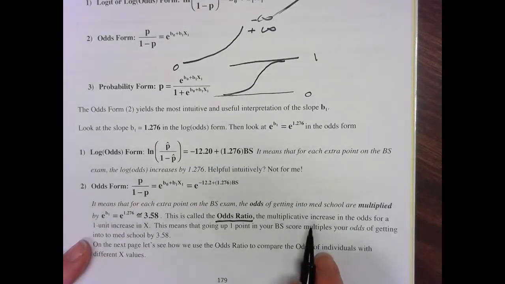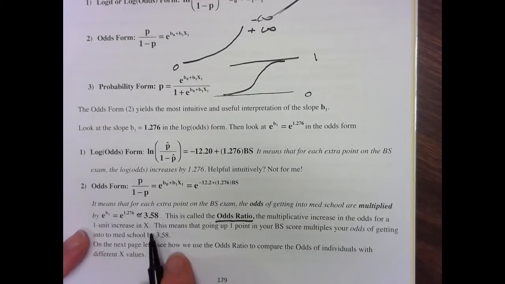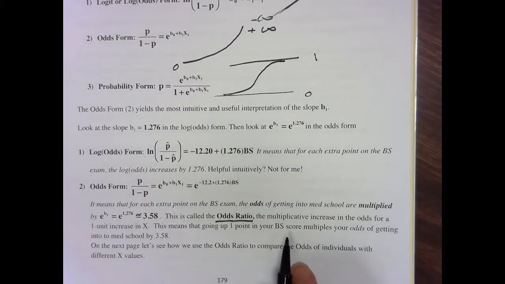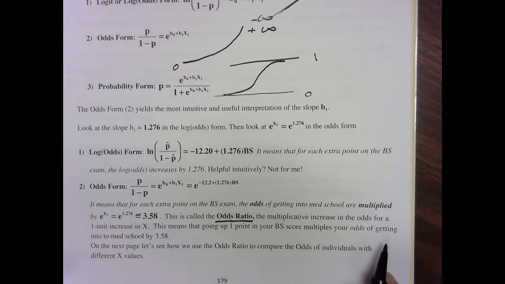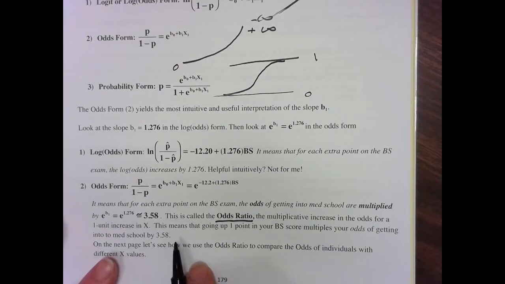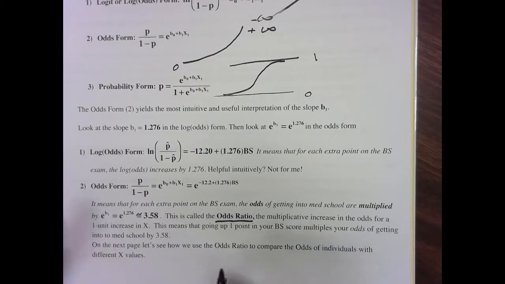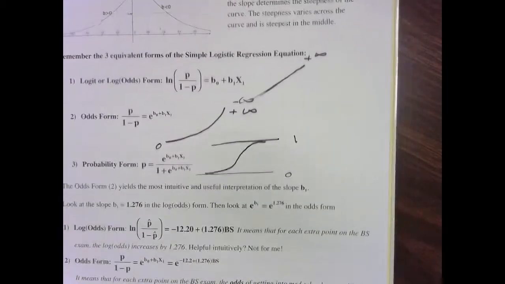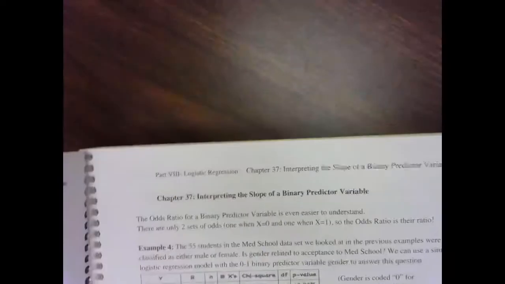Okay, and so what is that? Well, that's a multiplicative increase in the odds for a 1 unit increase in X. So this means if you go up 1 point in your biological science score, you're going to multiply your odds of getting in by e to the slope. So let's see how we can use that odds ratio to compare the odds of individuals with different X values. All right, so let's do that.